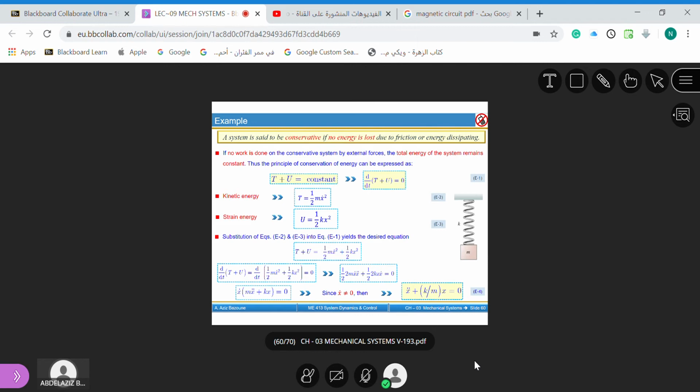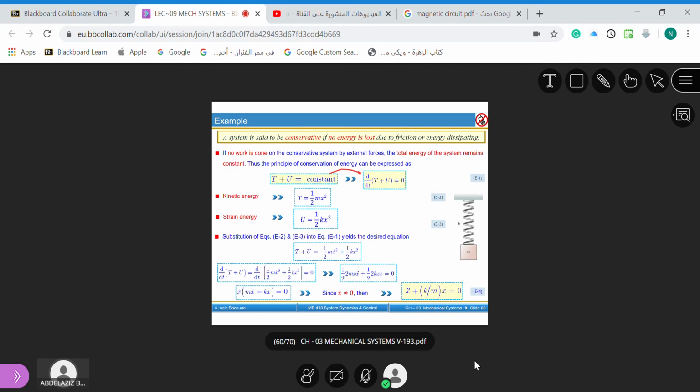A system is said to be conservative if no energy is lost due to friction or energy dissipation. If no work is done on a conservative system by external forces, the total energy of the system remains constant. And we have this equation: T plus U is equal to constant, and d over dt of T plus U is equal to 0. So this is what we have for the conservation of energy.